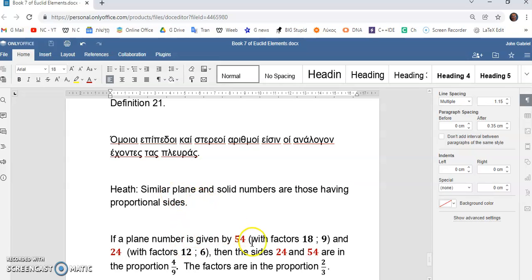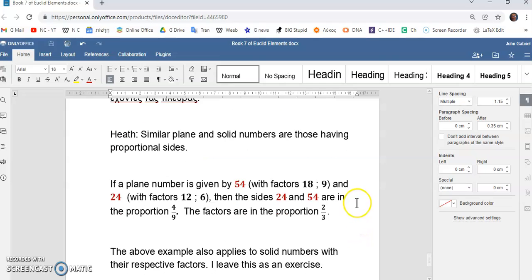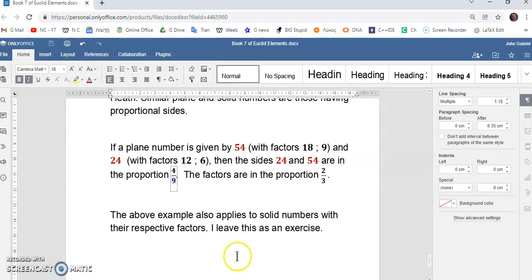Definition 21 says that similar plane and solid numbers are those having proportional sides. So let's do an example with a plane number, which is given with sides 54 and 24 that have the proportion 4/9, and they also have a proportion between their factors. So, for example, if we choose the factors 18 and 9 for 54 and 12 and 6 for 24, then the factors have the proportion 2/3. Now notice 2/3 is not in proportion with 4/9. Okay, and the above example also applies to solid numbers with respect to factors, and I leave this as an exercise.